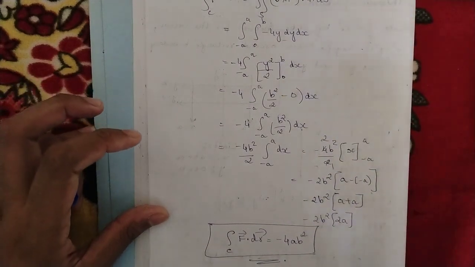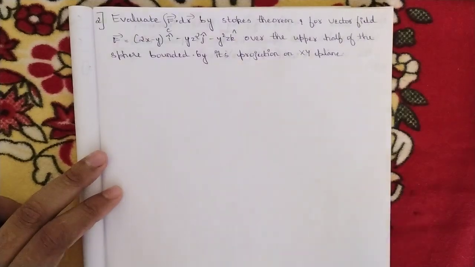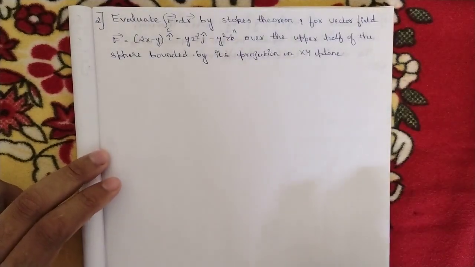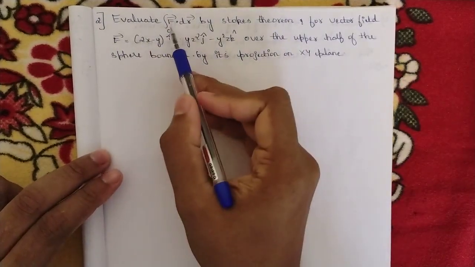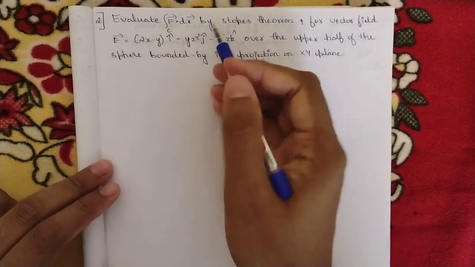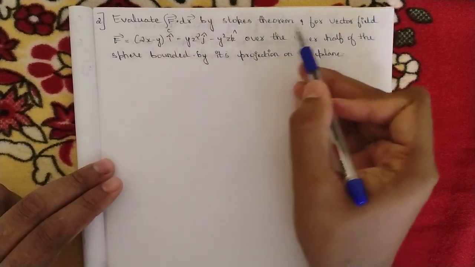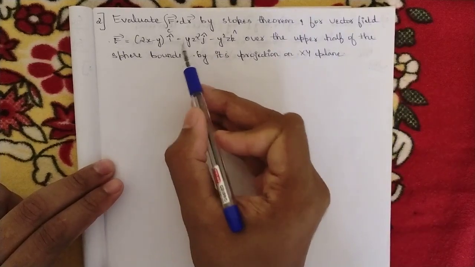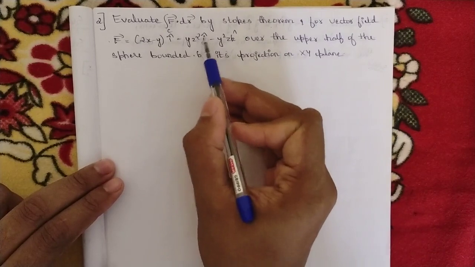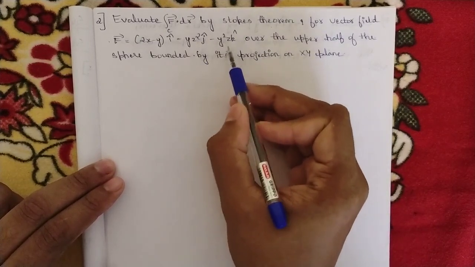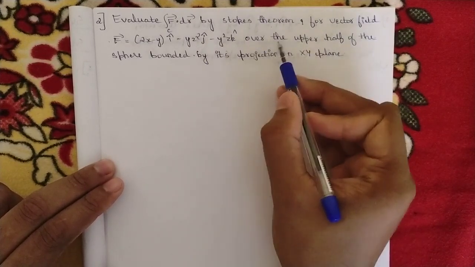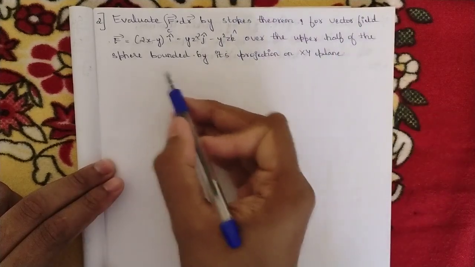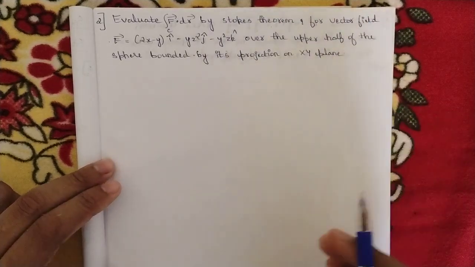Let us get to the next question now. So this is the next question. Evaluate the line integral of f dot dr by Stokes theorem for the vector field f given by 2x minus y i cap minus yz square j cap minus y square z k cap over the upper half of the sphere bounded by its projection on the xy plane.